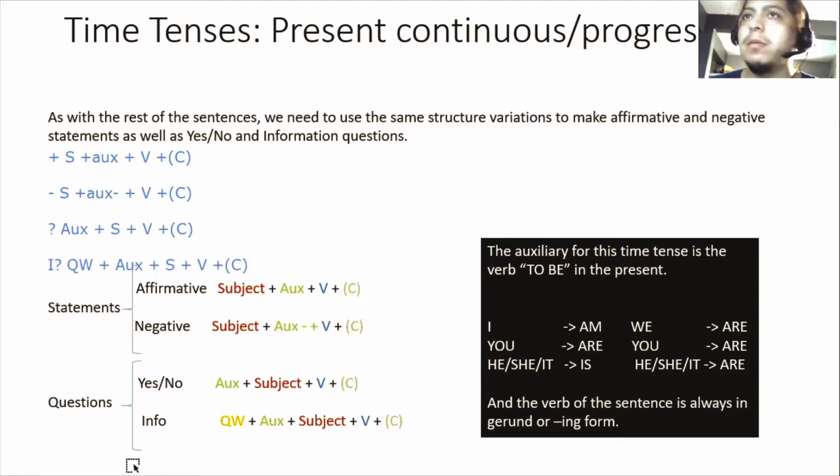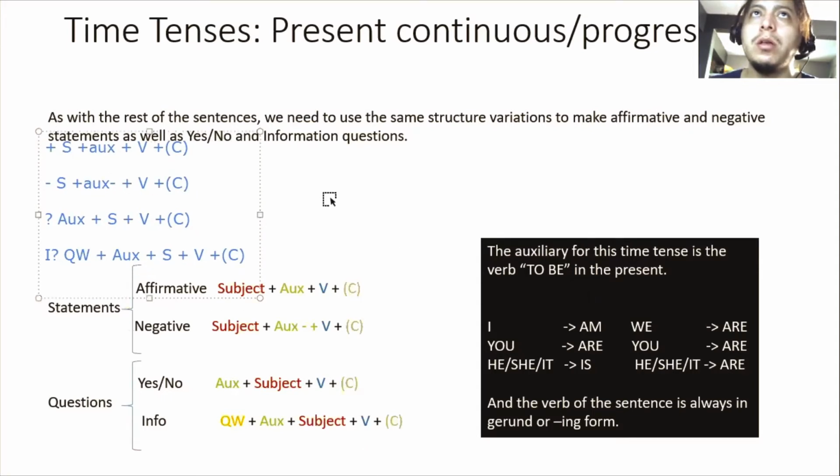This is the same thing, right? For affirmative statements, subject, auxiliary, verb, and complement. For negative statements, subject, auxiliary with negative, verb, and complement. For yes, no questions, auxiliary, subject, verb, and complement. For information questions, question word, auxiliary, subject, verb, and complement. It is the same. Now, what is the difference with the present continuous?